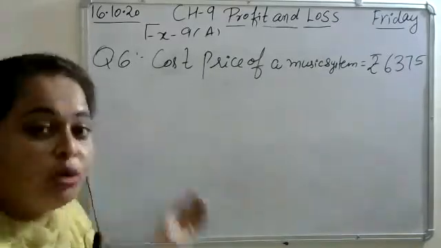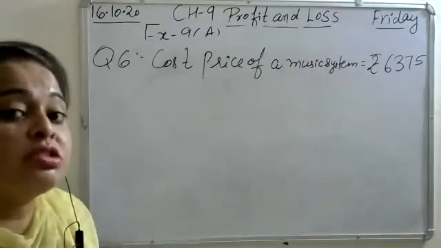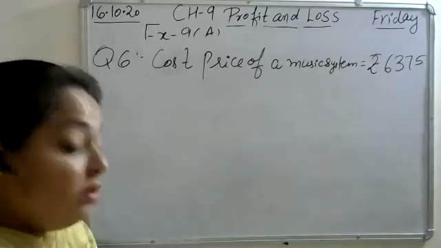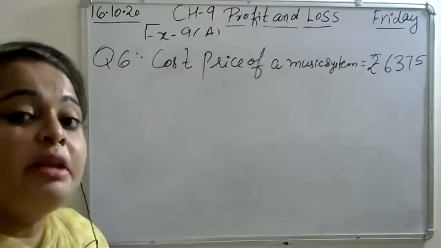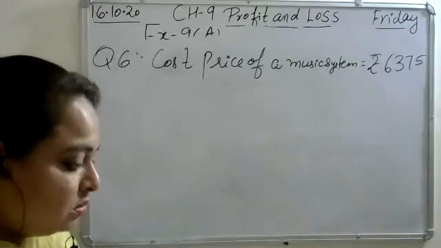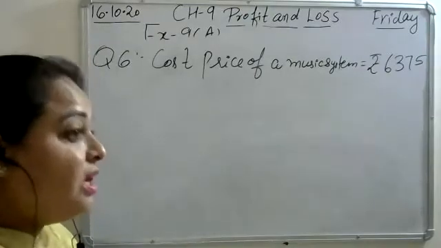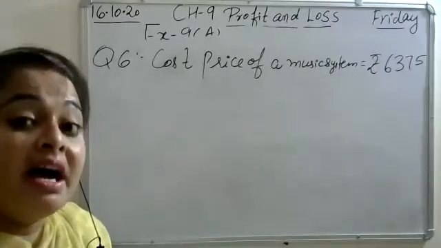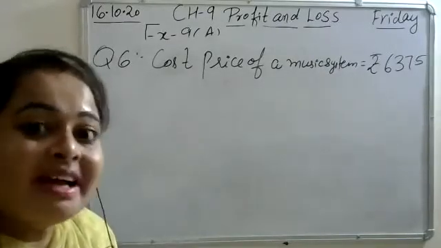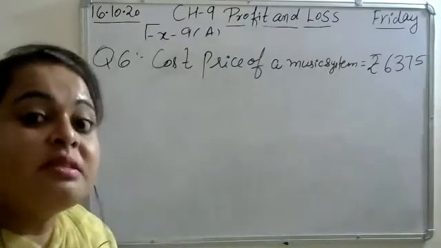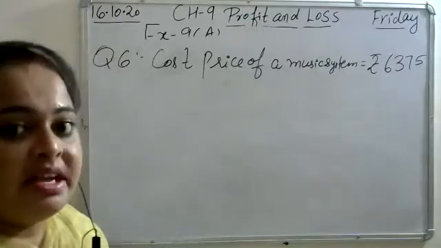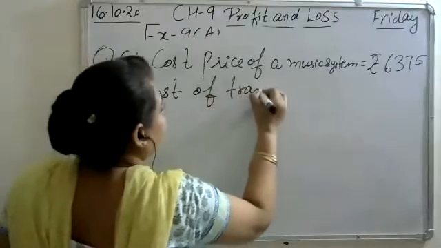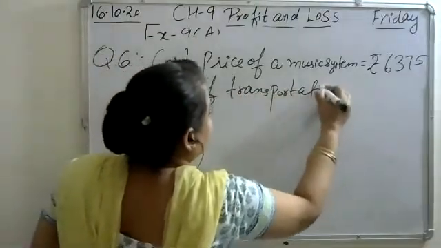Now tell me, transportation will come in cost or will come in sale? Transportation is money paid by you or paid by the shopkeeper? Smriti, your answer is incorrect, beta. Transportation money is paid by you, not by the shopkeeper. The money which is paid by us is the cost price. So you will write here cost of transportation. Rupees 75.